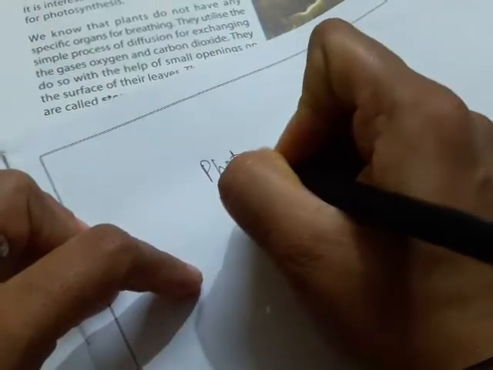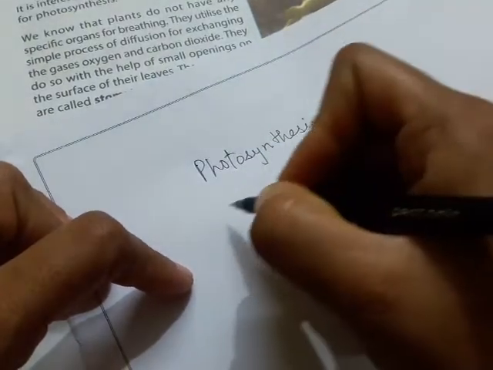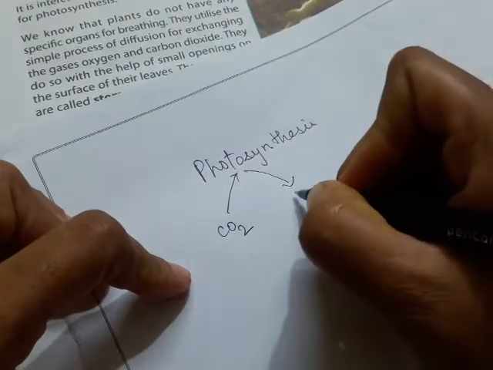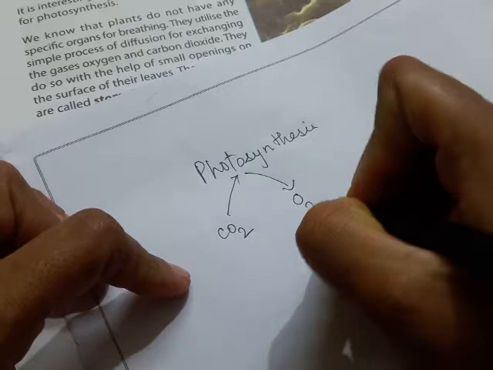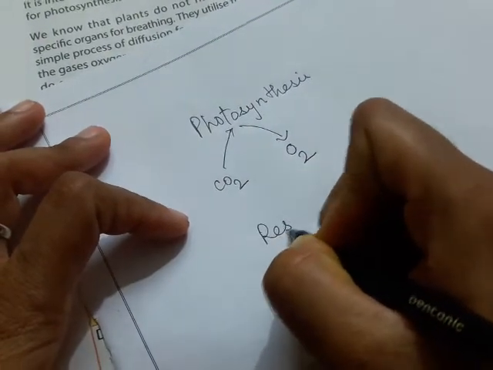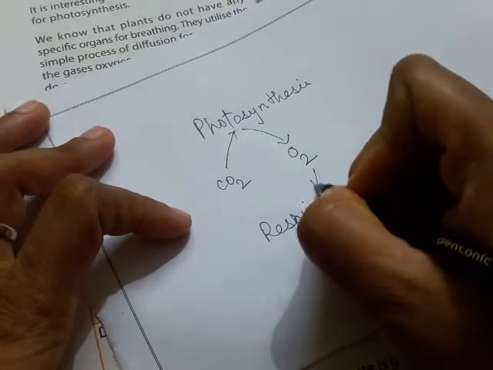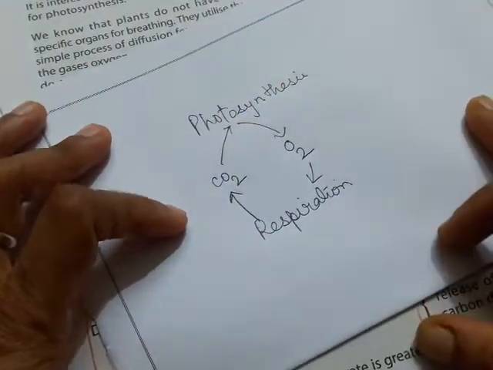Okay. During photosynthesis, what happens? Carbon dioxide is taken in. Oxygen is given out. During respiration, what happens? Oxygen is taken in, carbon dioxide is given out. So this is the process.